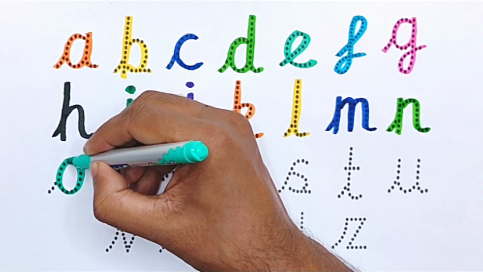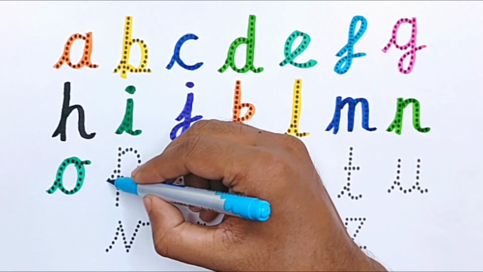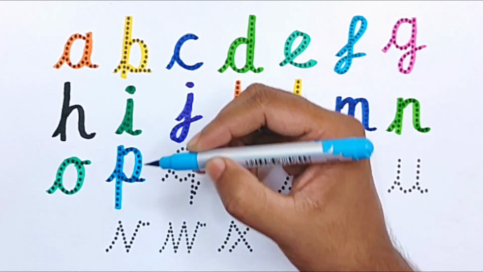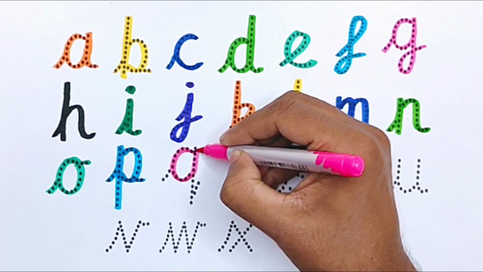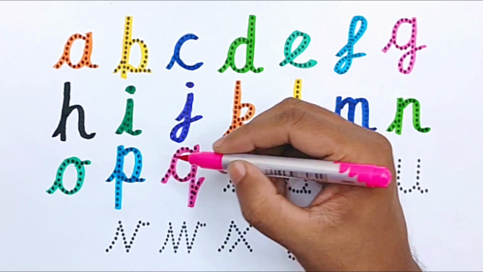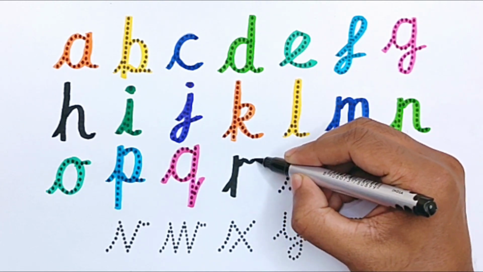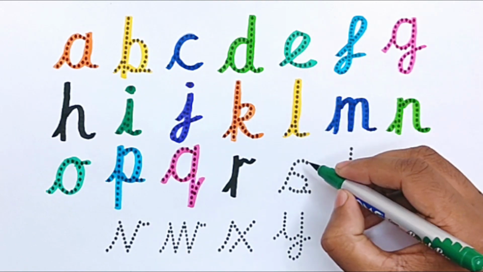O for onion. Sky blue color. P for pineapple. Pink color. Q for queen. Black color. R for rainbow. Green color.